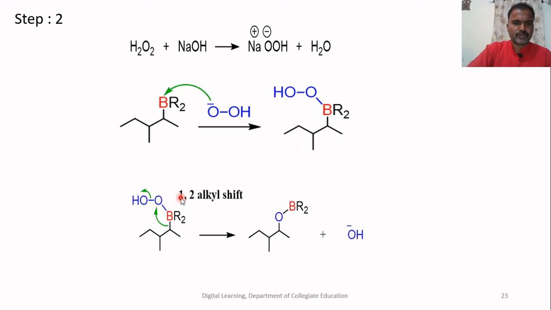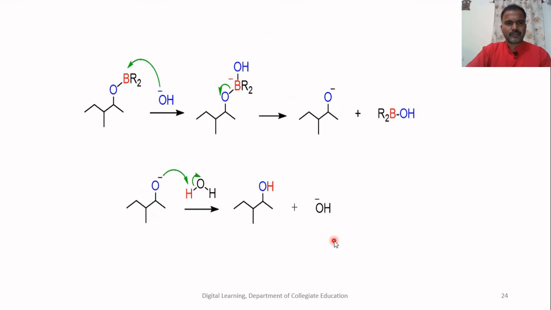So in the second step, the 1,2 alkyl shift occurs and it decreases the electron density on the boron. And then another nucleophile, OH-, attacks the electron deficient boron and displaces the bonded pair of electrons towards the oxygen and it gives a species in which the oxygen is having a negative charge. And this negatively charged oxygen will abstract a proton from the water molecule and gets converted into alcohol. This is the final product. So this is how hydroboration oxidation reaction proceeds.